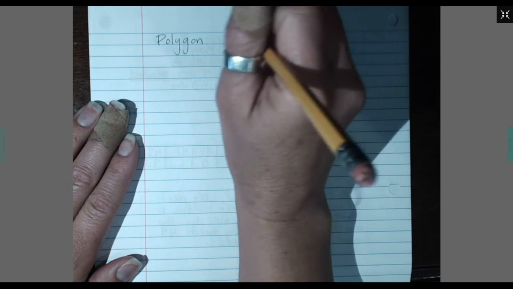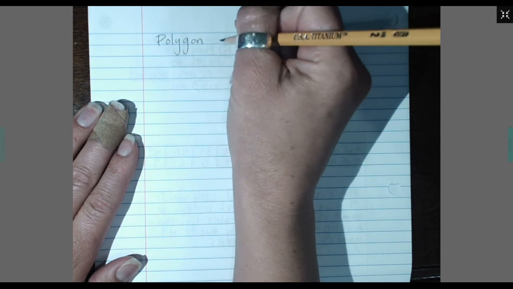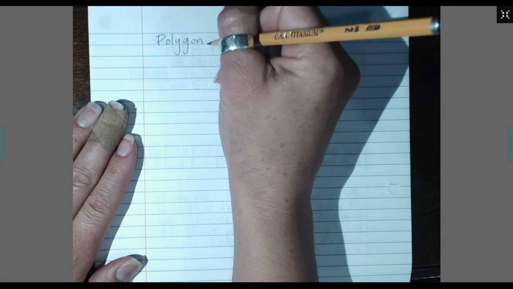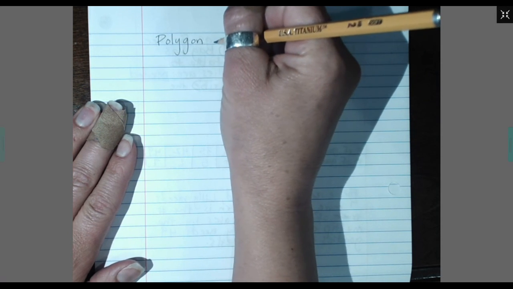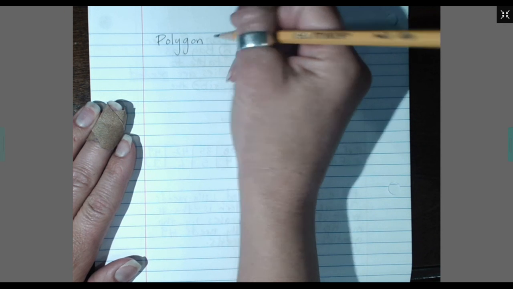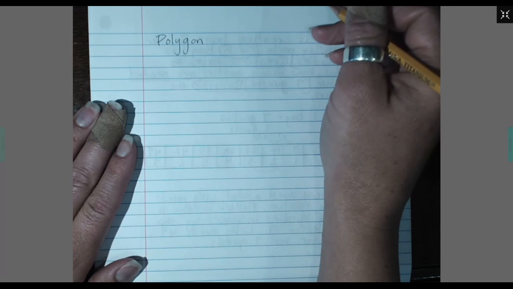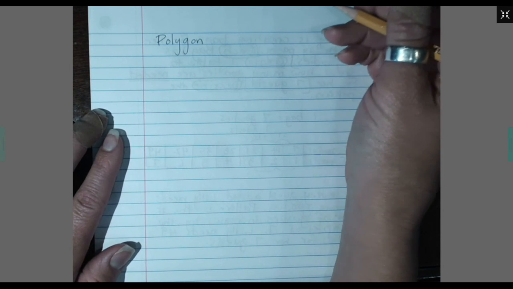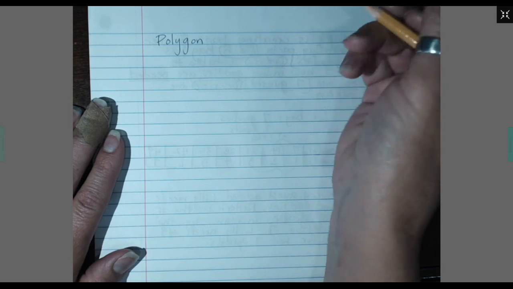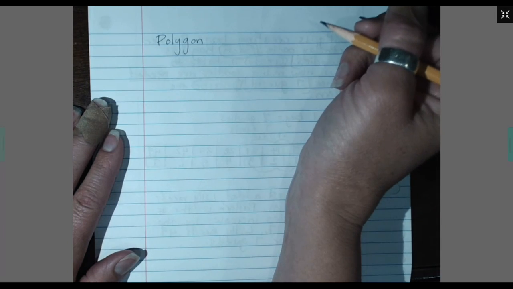So we're going to be talking about polygons and classifying polygons, looking at their sides, the number of vertices they have, the types of vertices they have. So there's a lot of information that needs to be looked at and included when we are talking about classifying polygons. So first of all, what is a polygon?